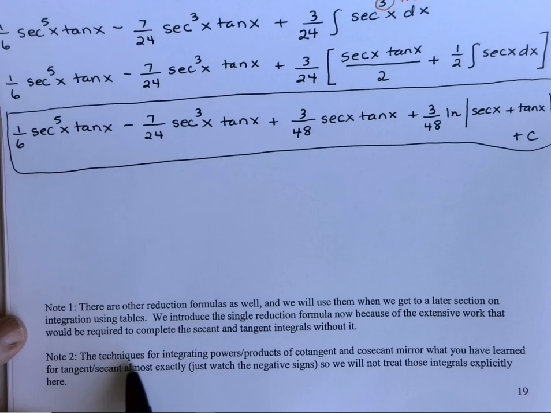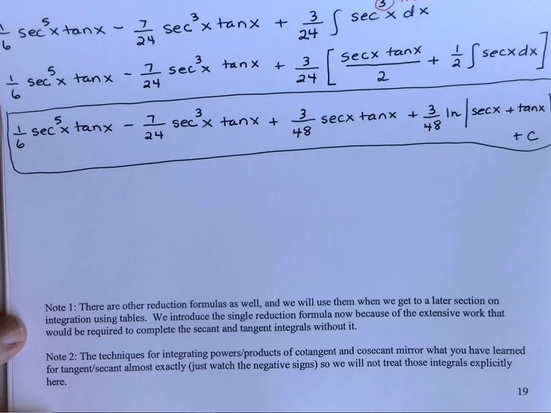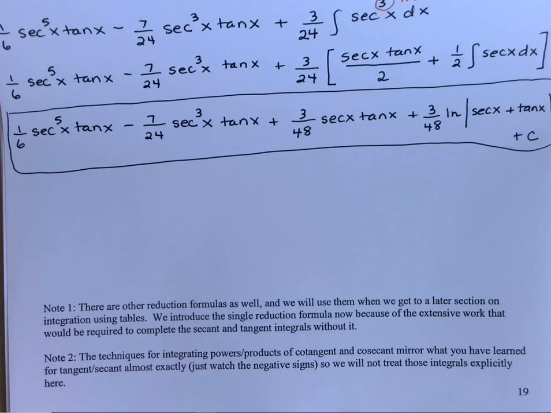Finally, the other note, and I mentioned this early on, the techniques that you used to integrate powers of cotangent and cosecant are almost identical to the ones for secant and tangent. Basically, you just have to watch out for the negative signs, but other than that, they look the same. So I'm not going to treat those integrals explicitly here, and I won't ask you about them on tests or anything. Okay. All right, that brings us to the end of section 7.3.